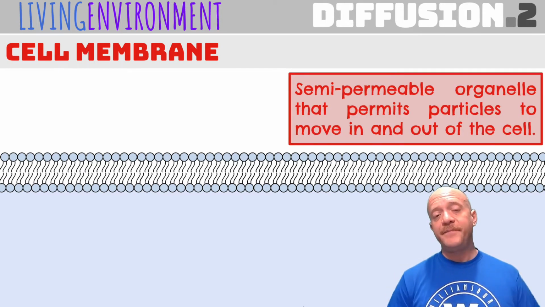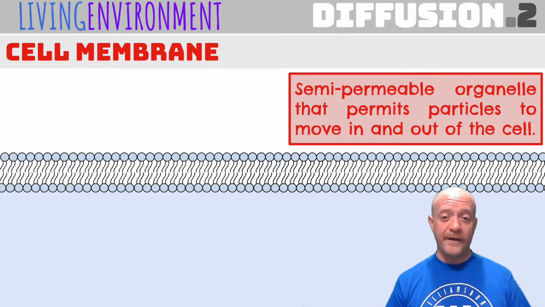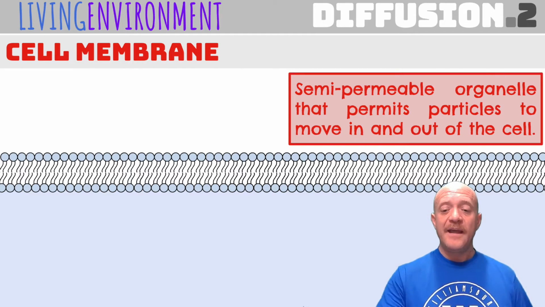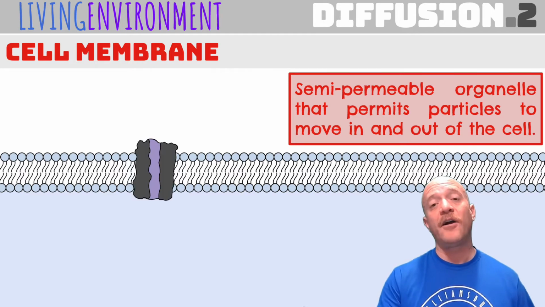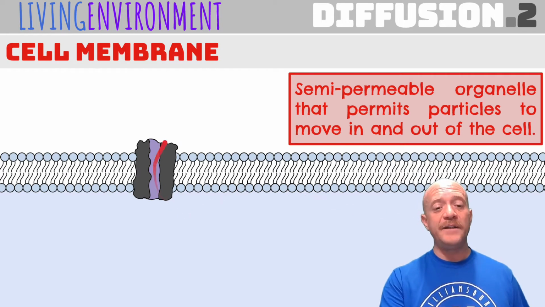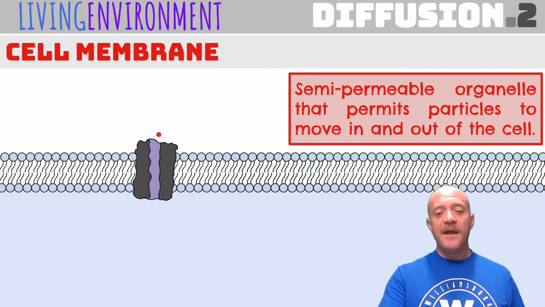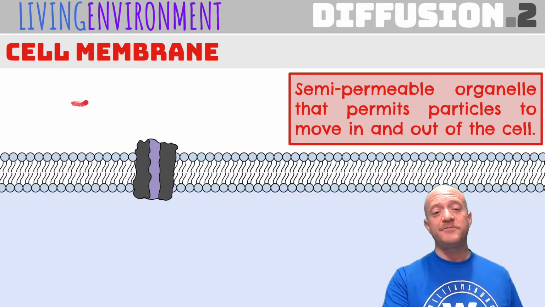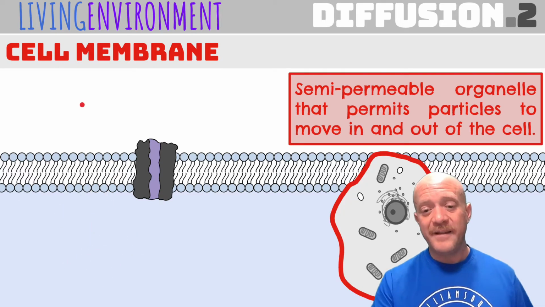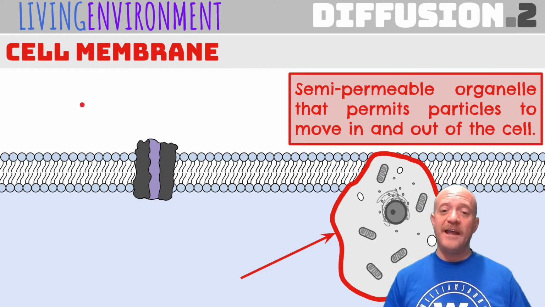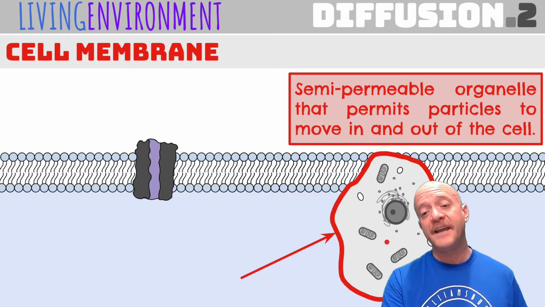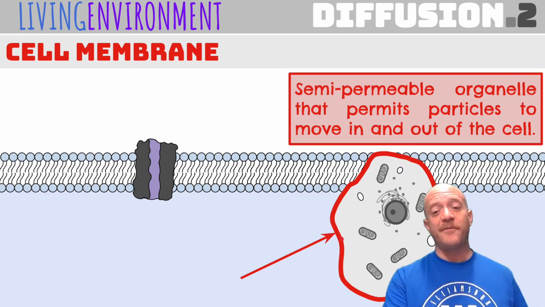But our definition is that it is a semi-permeable organelle that permits particles to move in and out of the cell. Now, on these cell membranes, there are going to be proteins that are going to assist in this process. Now, you don't have to know all of these details. This represents inside of the cell. This represents outside of the cell. But in your notes, you can draw and label. Literally, you don't have to put all of this stuff inside because we haven't gone over any of this yet. But you can literally just label the outside of the cell as the cell membrane.